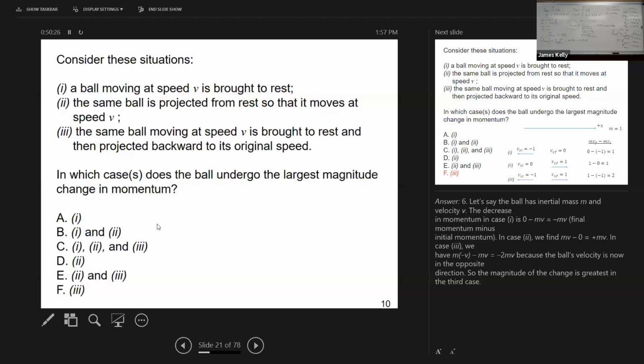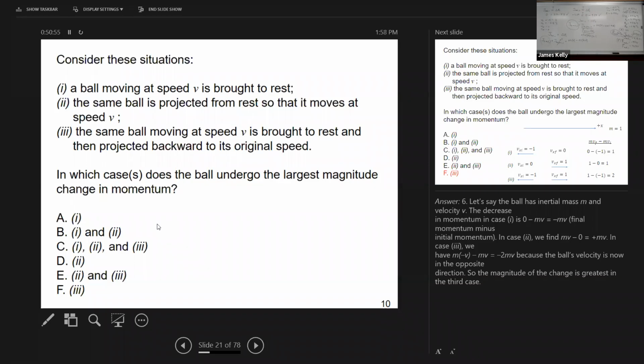There are 3 different situations. I've got a ball, and it's moving at speed v, and it's brought to rest by a force. So maybe it's in outer space, right? It's zooming along at speed v, and an astronaut comes along and brings it to rest, okay? Second situation, the same ball starts out at rest, and the astronaut pushes on it to get it going at speed v in that direction. So it's sort of the opposite, right? Instead of starting with speed v and coming to rest, it's being started to go at speed v.